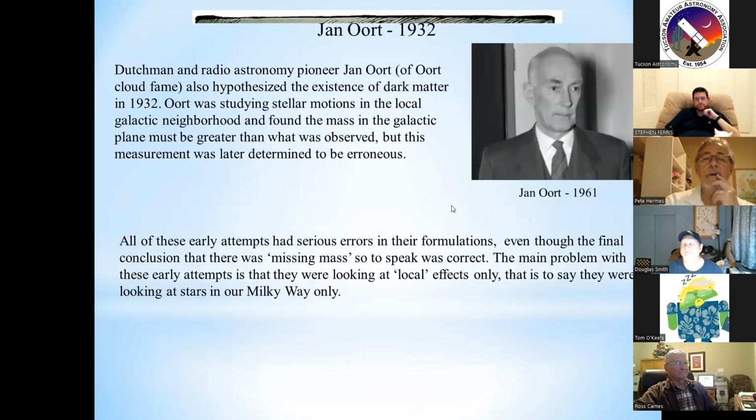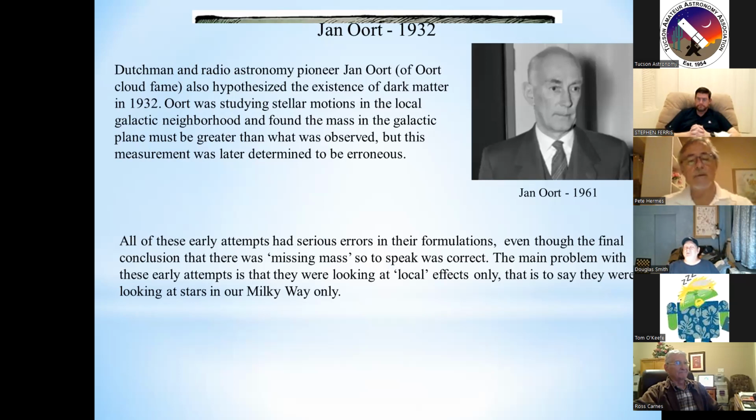1932. By now, Hubble has published his work, and the astronomers now realize that Andromeda and other galaxies are extra Milky Way galaxies per se, and so the universe has changed. You finally got a decent work here. The Dutch astronomer Jan Oort, of the Oort cloud fame, hypothesized the existence of dark matter in 1932.